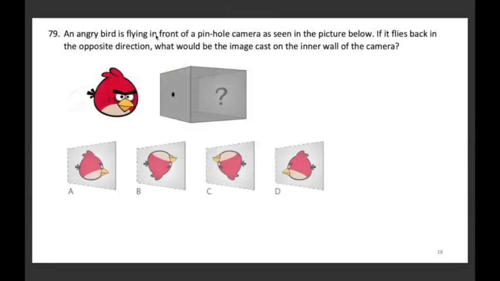An angry bird is flying in front of a pinhole camera as shown in the picture. If it flies back in the opposite direction, what would be the image cast on the inner wall of the camera? You have to identify, when the angry bird is moving in the opposite direction, which will be the correct image cast on the inner wall of the camera. So the angry bird is not moving in this direction, but in the opposite direction, like this.